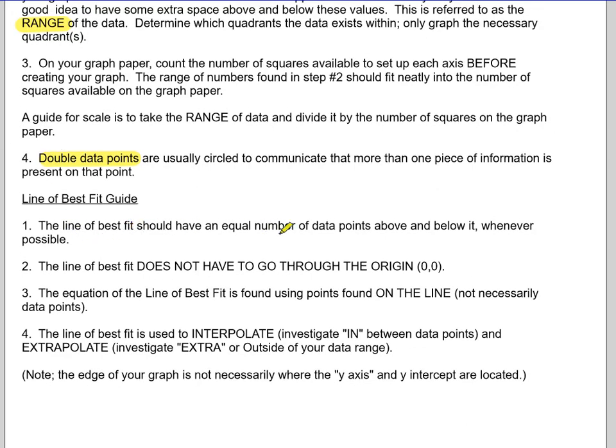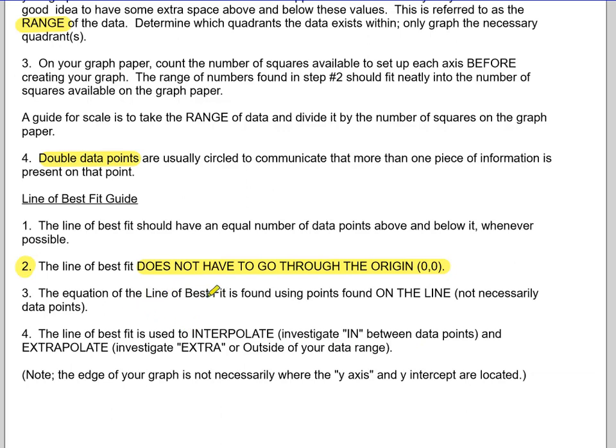The line of best fit should have an equal number of data points above and below it. That's just, again, a guide. You're just trying to keep it somewhat in the middle and balanced. This is a big one, though: the line of best fit does not have to go through the origin. It's not a must. Not all lines of best fit go through the origin. Some will, some won't. That's what makes this section a little different.